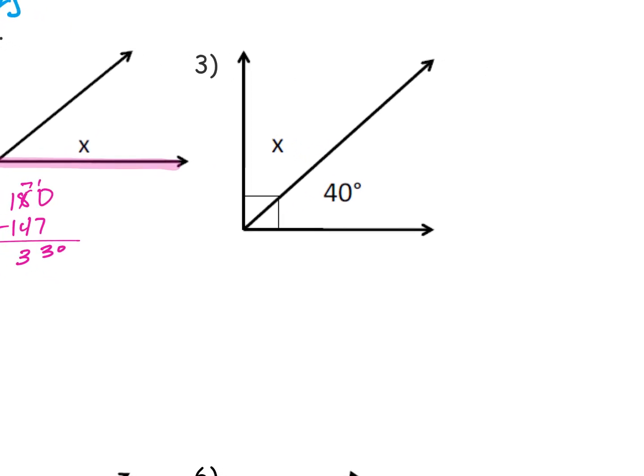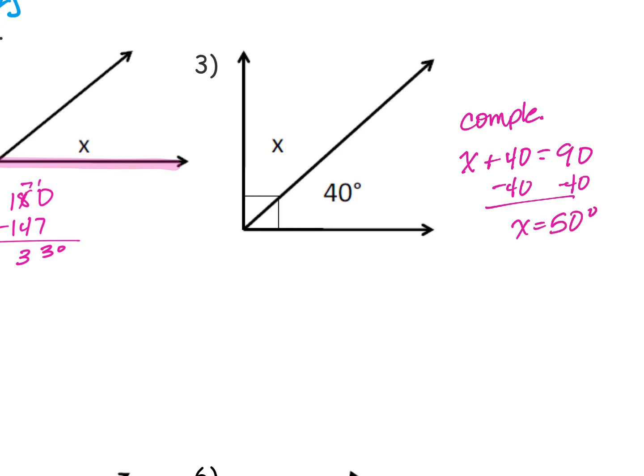Okay, so now 3, we already know it's a 90-degree sign, so we know it's supposed to equal what? So what type of angle is it first? Complementary, good. Is it okay if I just spell it that far out? That's good. So I'm going to write my equation, right? X plus 40 has to equal 90. So I'm going to subtract 40, and X is going to equal 50 degrees.